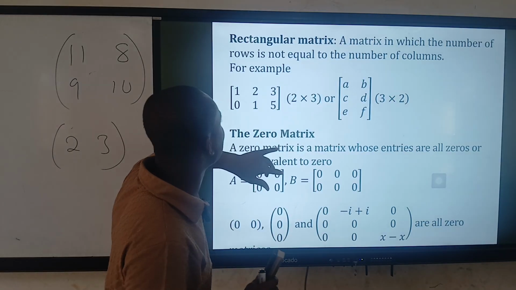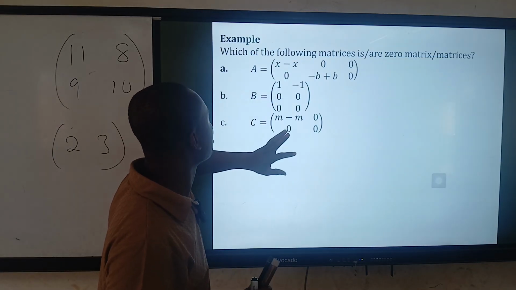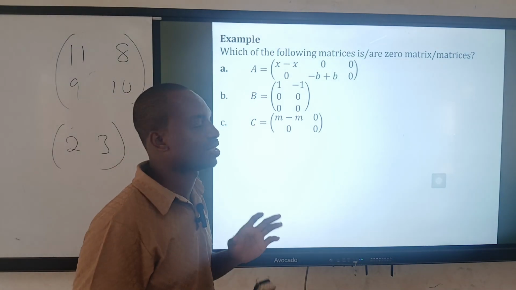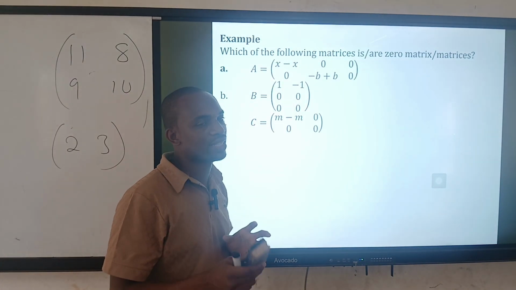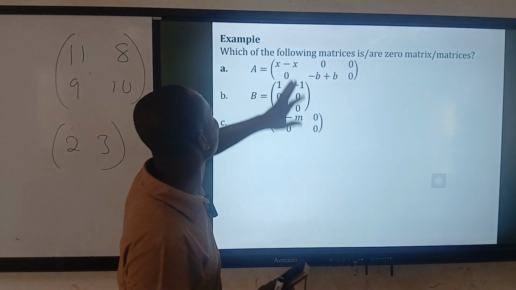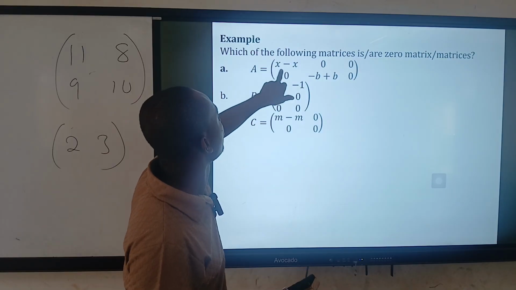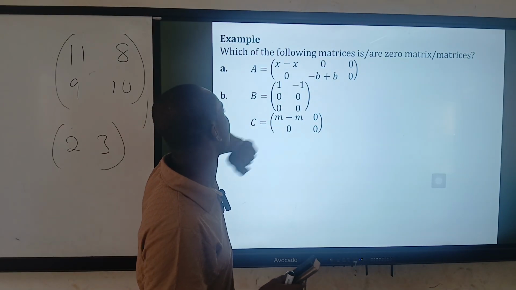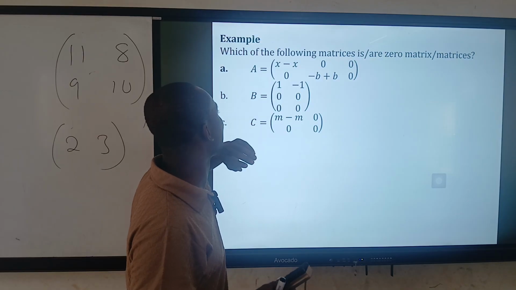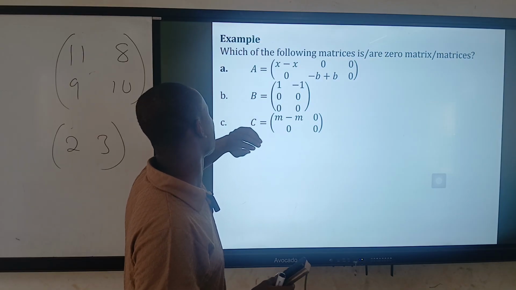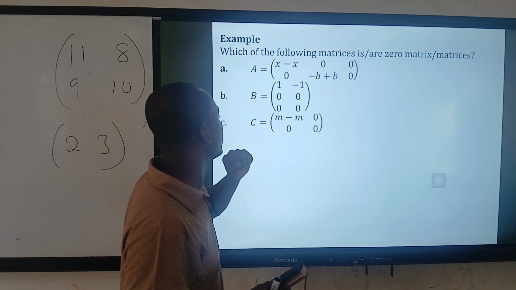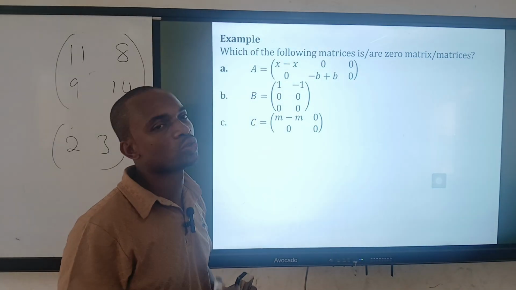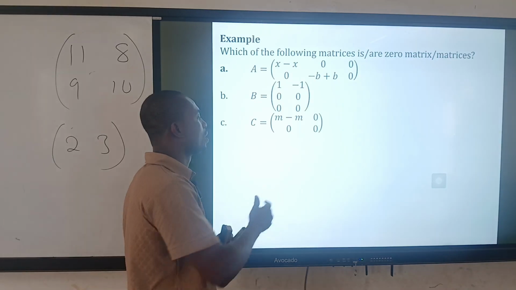So let's look at these examples here. Which of the following matrices is or are zero matrix? So let's check. When you take A, is A zero matrix? Yes. When you subtract x from x, you get 0. When you subtract b from b, you get 0. So A is a zero matrix. B, is B a zero matrix? No, it's not. And then C is a zero matrix. When you subtract m from m, it will give us 0. So that is a zero matrix.